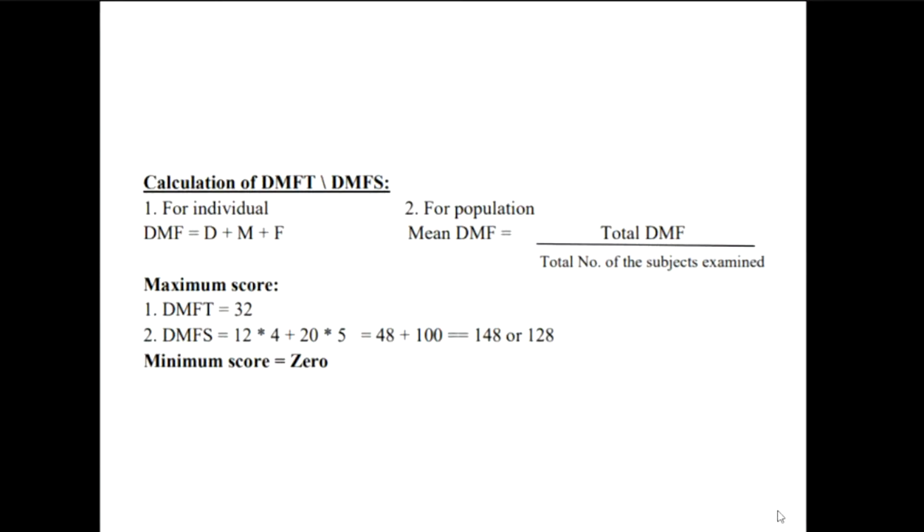Okay, so if we are going to measure the DMF for one person, we add D plus M plus F. If we are going to do it for a population, we calculate the DMF mean: for each person we get their DMF, add them all together, and divide by the number of persons who were examined.